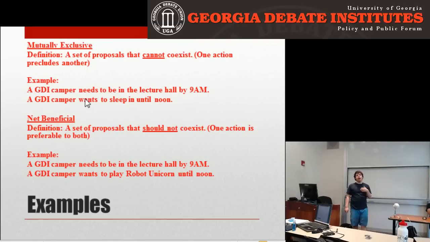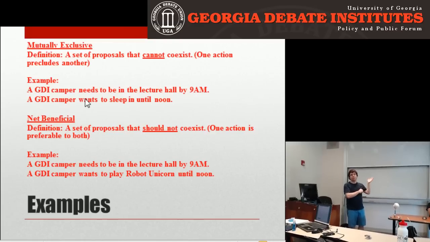But then there's competition by net benefits, or being net beneficial. So a camper needs to be in the lecture hall by 9 a.m. A GDI camper wants to play Robot Unicorn until noon. Or any game, I don't know if you guys know Robot Unicorn Attack. But you can see that there's a net benefit to playing Robot Unicorn because you get to play a game instead of going to lecture. So it is competitive because it's a different action that's net beneficial.